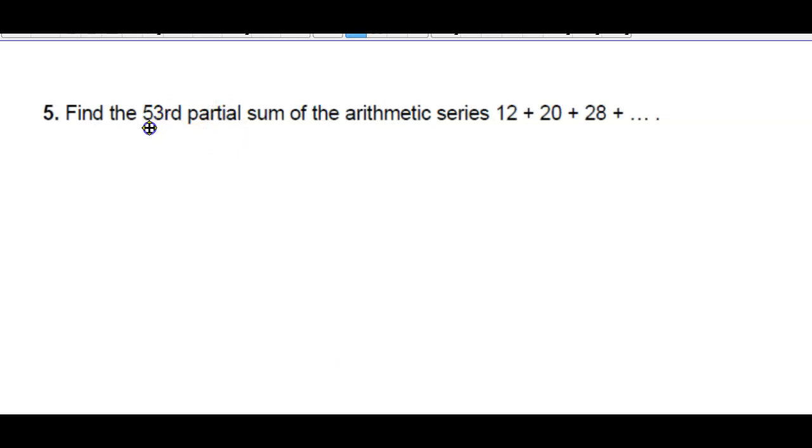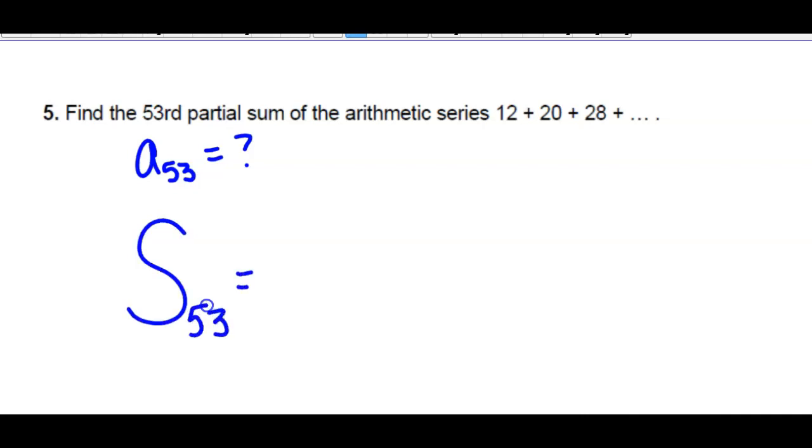Now this one says find the 53rd partial sum. I'm going to skip this one and let you guys try it. You're going to need to find the 53rd term, and then you're going to need to find the sum of the first 53 terms, okay?